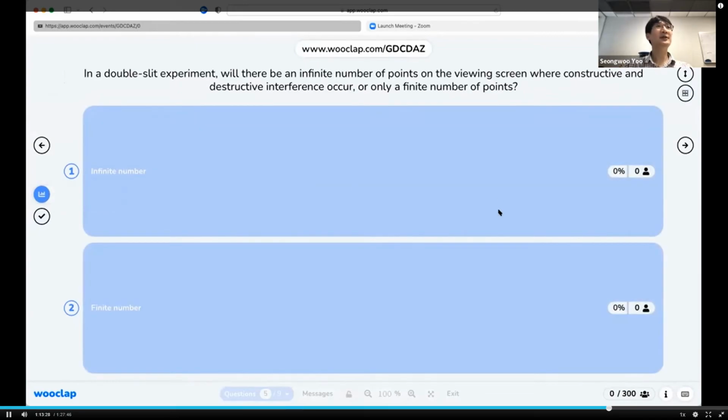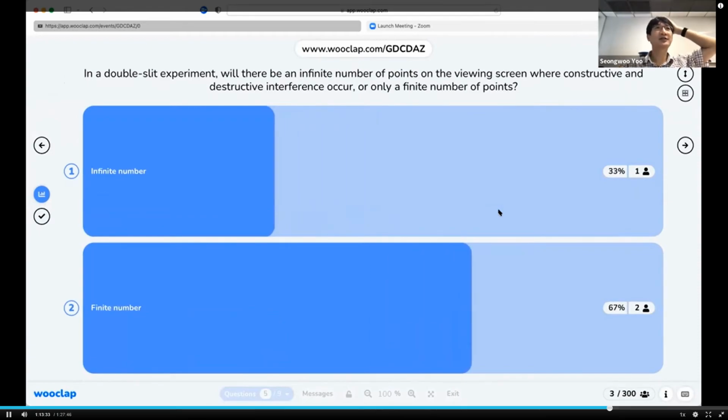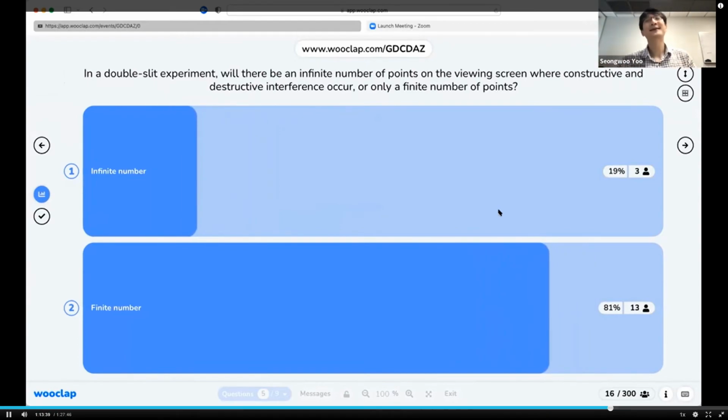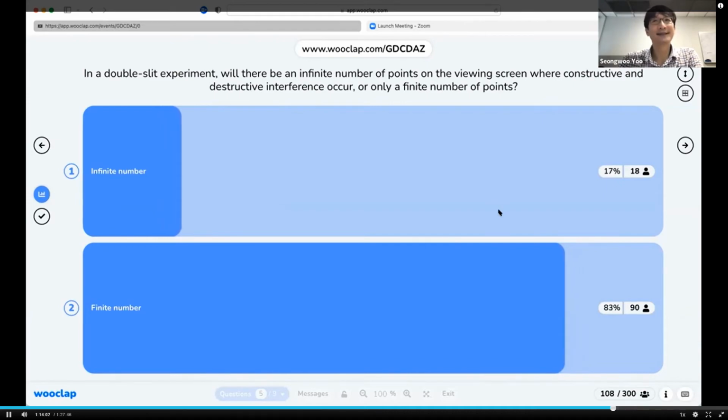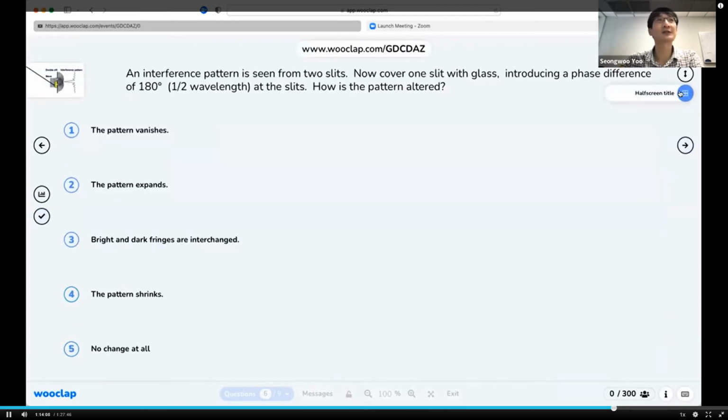In a double slit experiment, will there be an infinite number of points on the viewing screen where constructive and destructive interference occur, or only a finite number of points? So infinite number or finite number? I'll give you a hint: use the equation d sine theta equals m lambda. Do you think this integer m can go to infinity? I will close the board in 5, 4, 3, 2, 1. The correct answer is 2, the finite number. So I will move on to the next question.